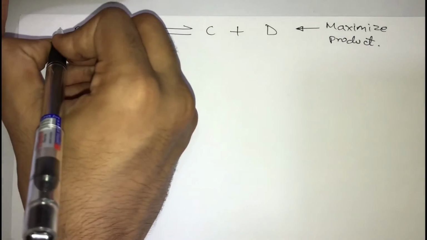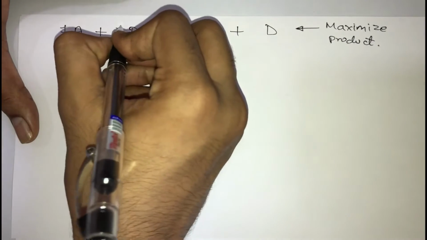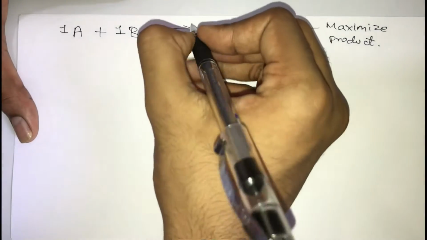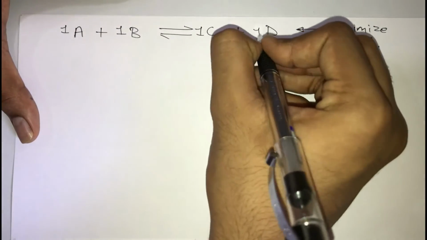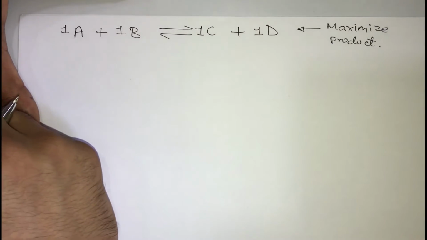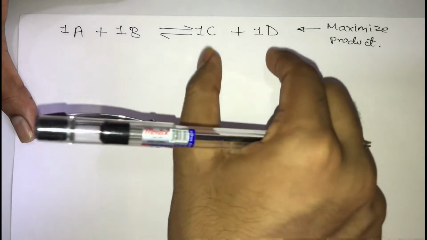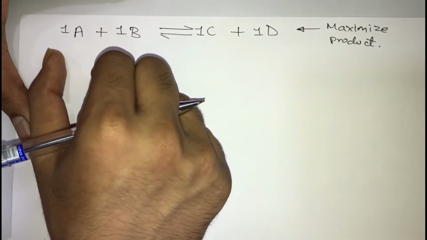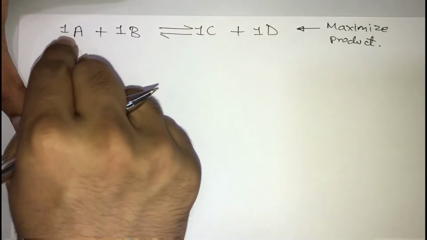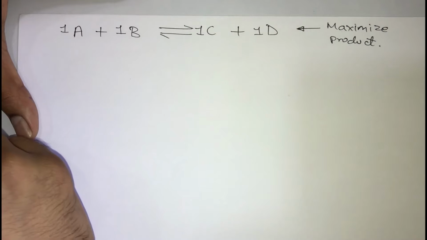Guys, can I say over here that 1 mole of A reacts with 1 mole of B to give us 1 mole of C and 1 mole of D respectively. And in a backward reaction where the products turn into reactants, can I say that 1 mole of C will react with 1 mole of D to give us 1 mole of A and 1 mole of B respectively.